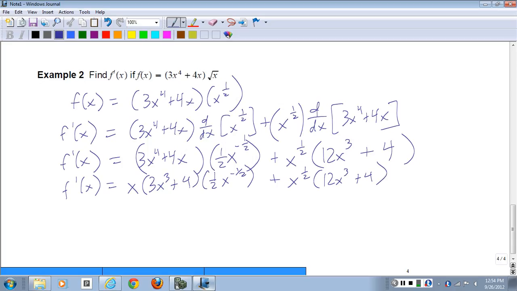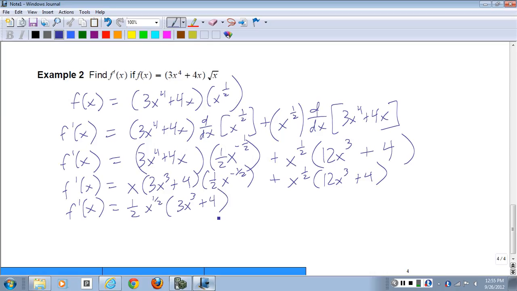I want to factor f prime of x. See if this makes any sense at all. 1/2 x to the 1/2 times 3x cubed plus 4.